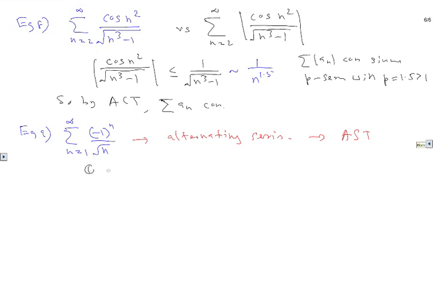In this case, for the first condition, we know that bn, which is 1 over the square root of n, we ignore the sign. That's how we get the bn. You know that it goes to 0 as n goes to infinity. The first one is passed. The second one is that bn, which is 1 over the square root of n, is decreasing. It's very clear that this is decreasing because the dominant term is in the denominator. So it is decreasing.